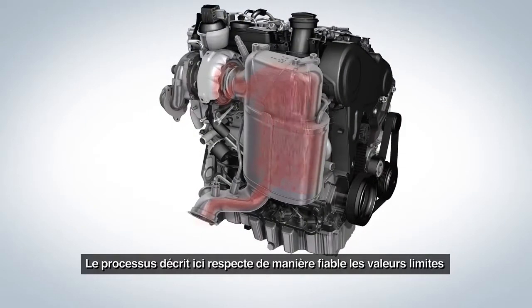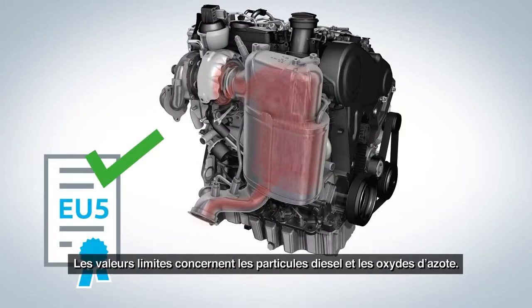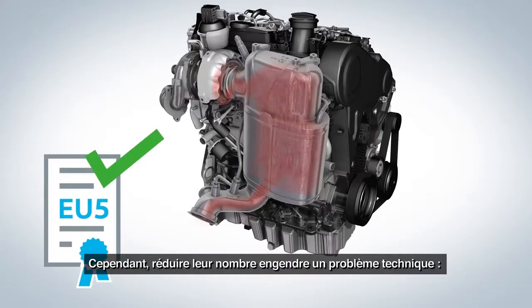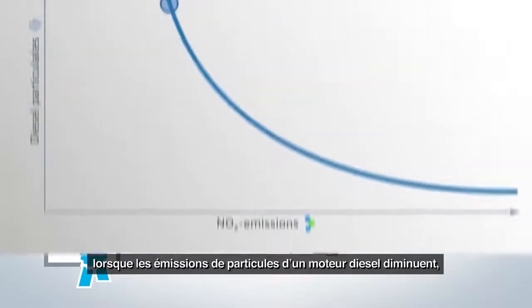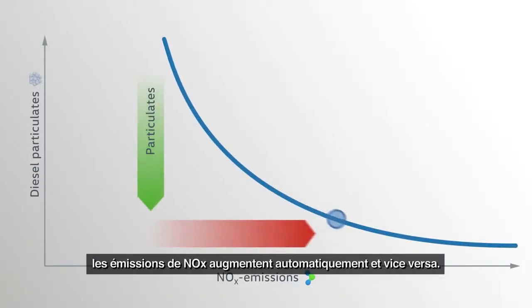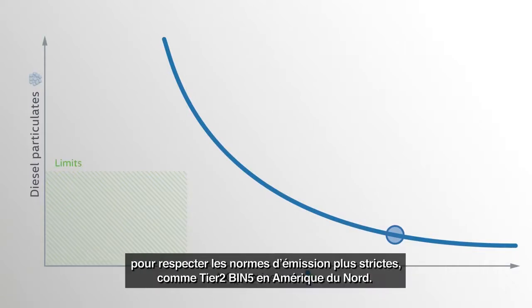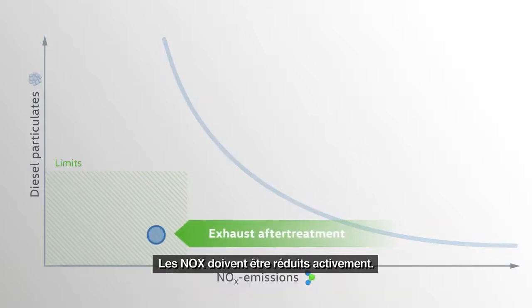The process described here reliably fulfills the exhaust limits of the former Euro 5 standard in Europe. The limits regulate both the diesel particulates and the nitrogen oxides. However, reducing them both results in a technical conflict, since with the diesel engine, a reduction of the particulate emissions automatically leads to increasing NOx emissions and vice versa. Therefore, to comply with stricter NOx limits such as Tier 2 Bin 5 in North America, exhaust gas recirculation alone is insufficient to limit the NOx. The NOx have to be reduced actively.